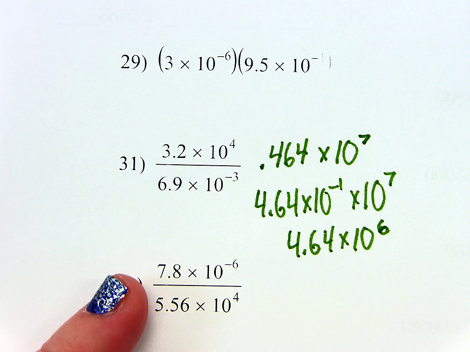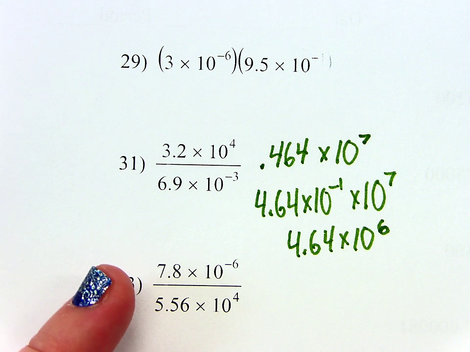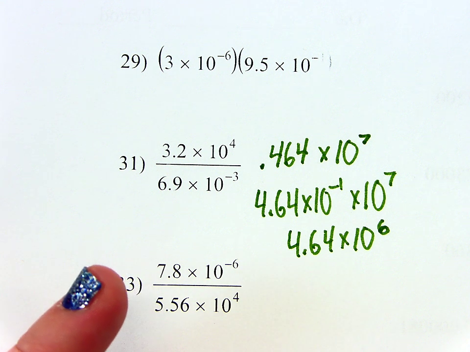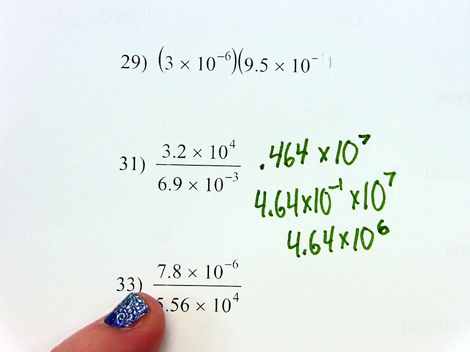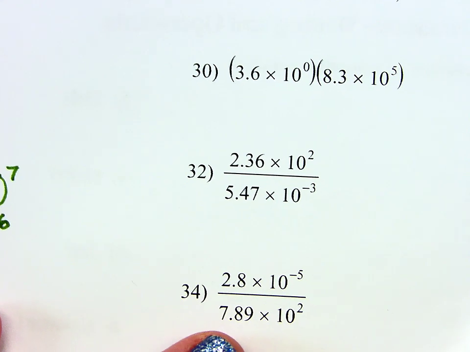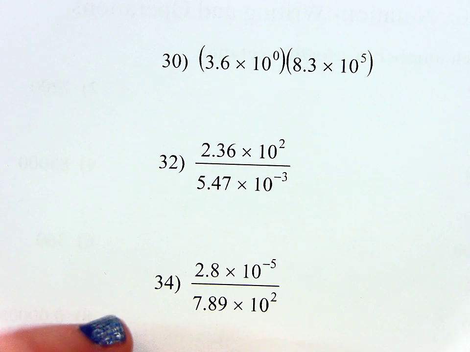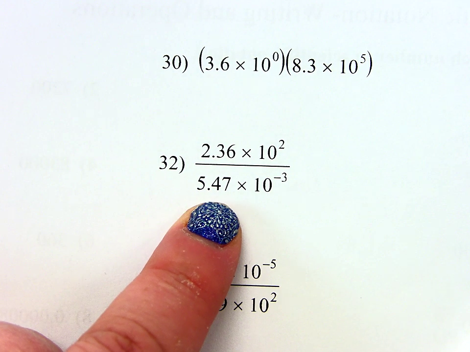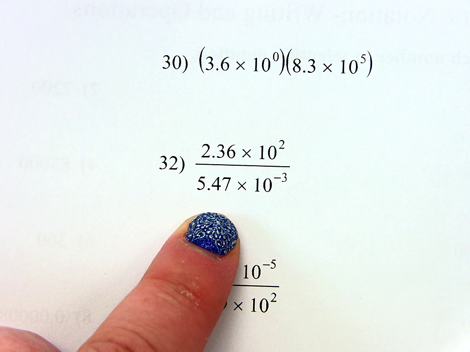Let's say we were to try, let's just try 32. 2.36 divided by 5.47. I get 0.431.